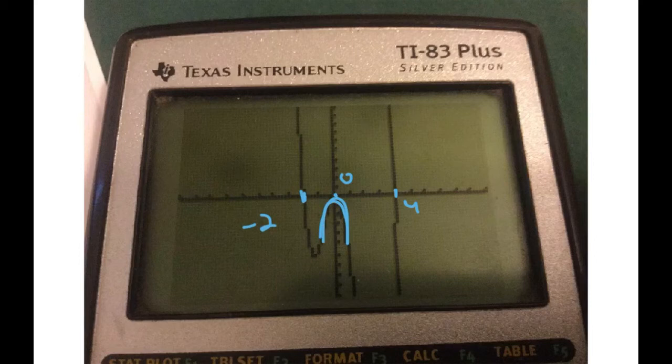It doesn't pass through 0, it bounces off 0. That tells me by looking at the graph that it had to be a multiplicity of 2. So I know that x equals 0, so that's just x. It has to be squared. The other two zeros, the graph passes through the x-axis. Therefore, they're going to be linear factors, which is why I know the other two are x plus 2 and x minus 4.